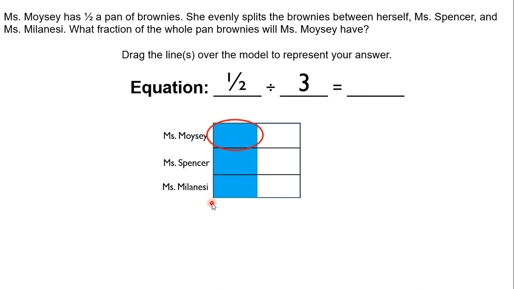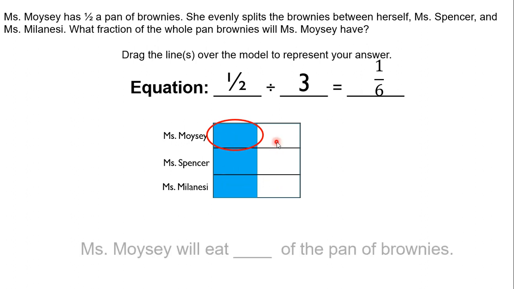Mr. Pritchard, how many pieces will Miss Moisey have of the brownies? 1 piece. Excellent. So if she's getting 1 piece, what fraction of the entire pan of brownies will Miss Moisey eat? 1/6. Excellent. So we know that because there's 1 part shaded in Miss Moisey's row out of 6 total parts. So Miss Moisey will eat 1/6 of the pan of brownies.